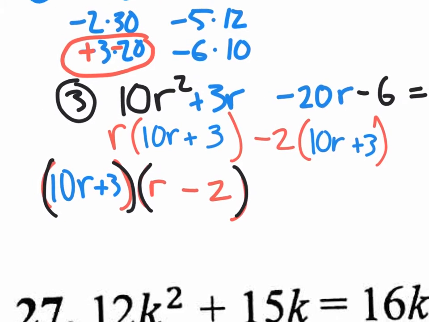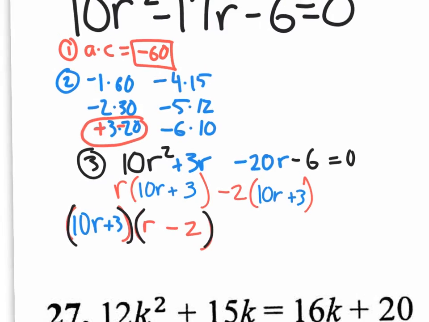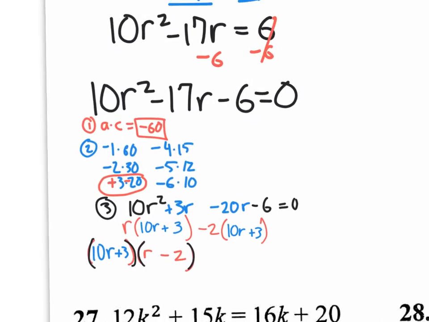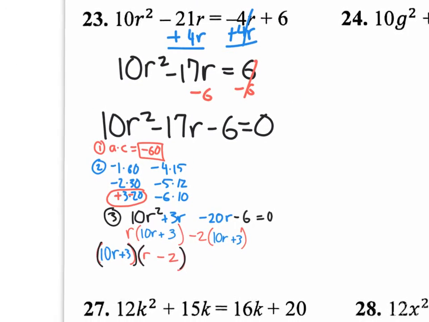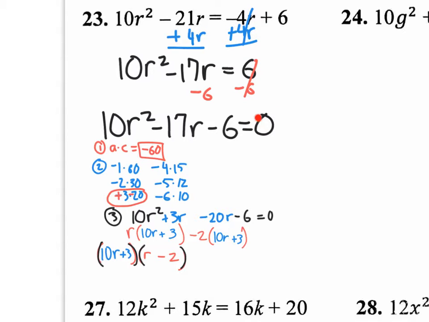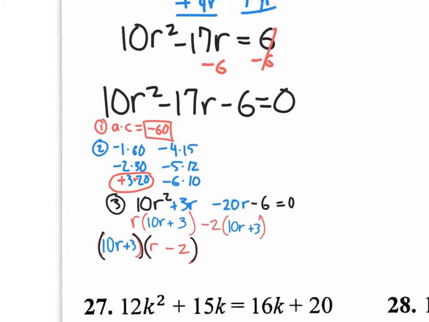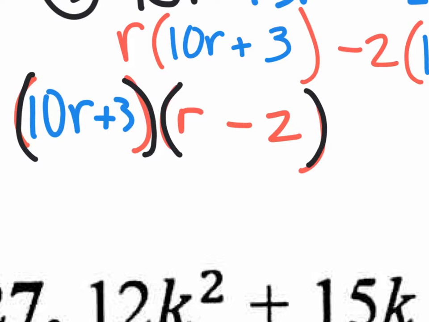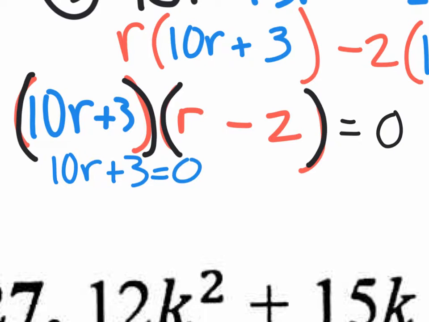That's your factored form. Now remember, this was an equation. So this equation at the beginning, we set it equal to 0. So we still need to set it equal to 0 and then apply the 0 product property. So if we set it equal to 0, we're going to split it and solve. We're going to have 10r plus 3 equals 0 and r minus 2 equals 0.